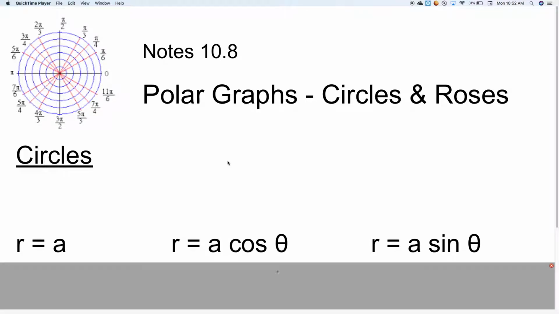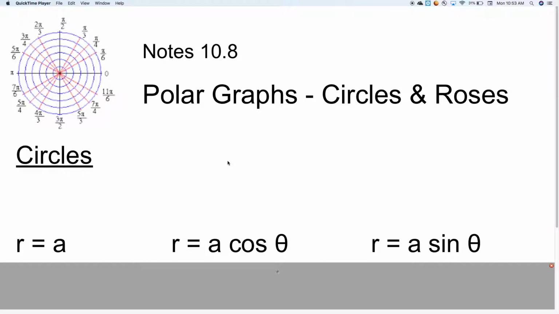Polar graphs is just like studying rectangular graphs. Depending on their form, their graph can look different. So like we know about linear graphs, quadratics, rational functions, polynomials, they all have different characteristics and things that happen because of the function. The same is true for the polar graphs.